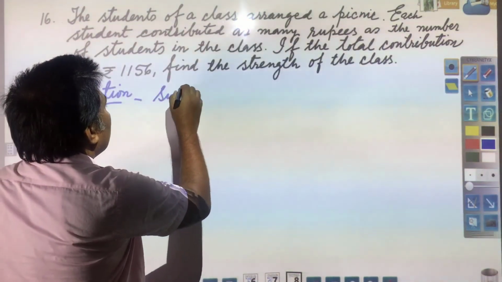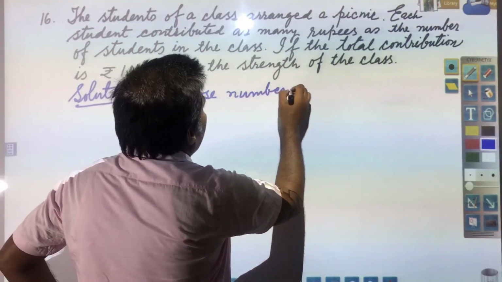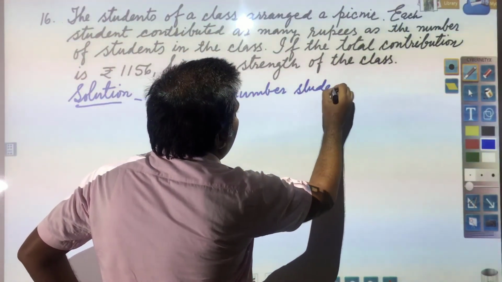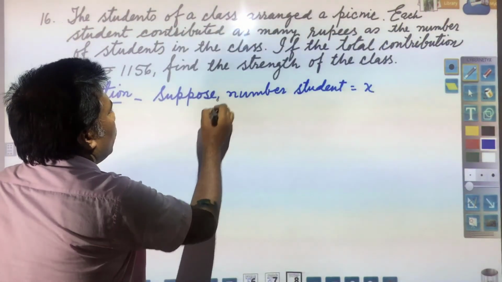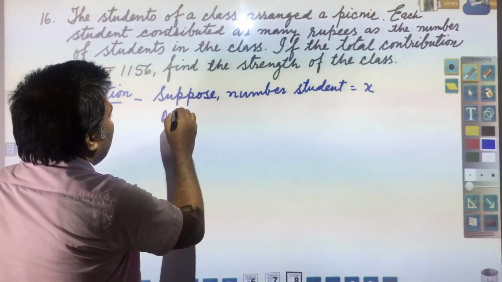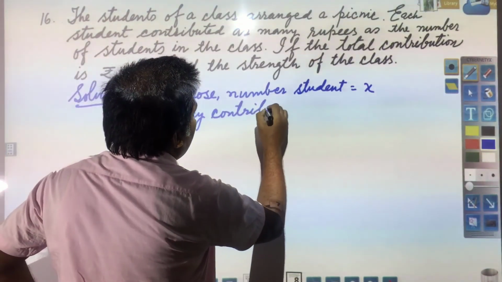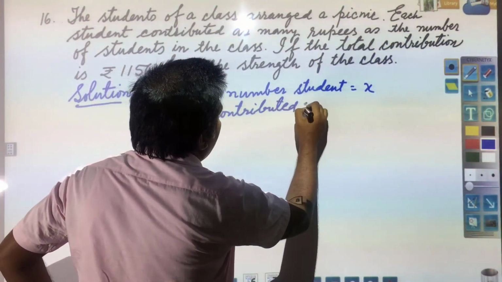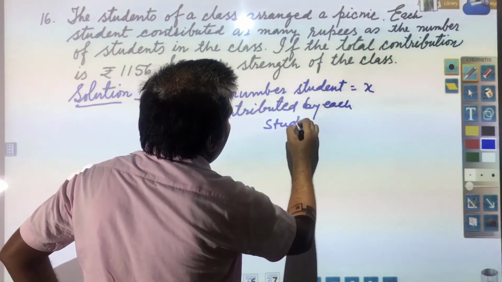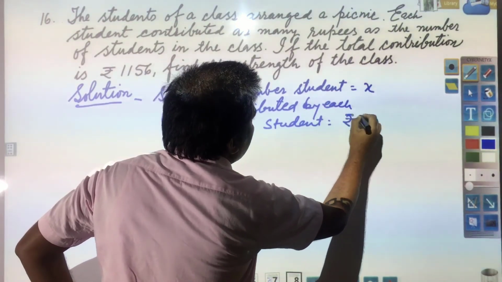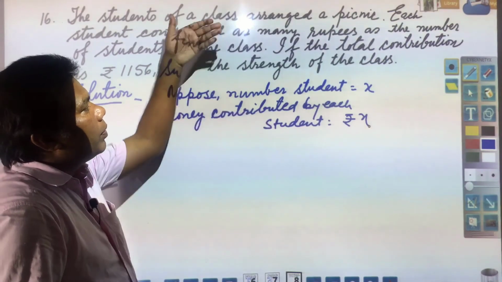So, suppose the number of students is equal to X. So, the money contributed by each student is equal to X rupees, because how much money they are contributing is the number of students they have.